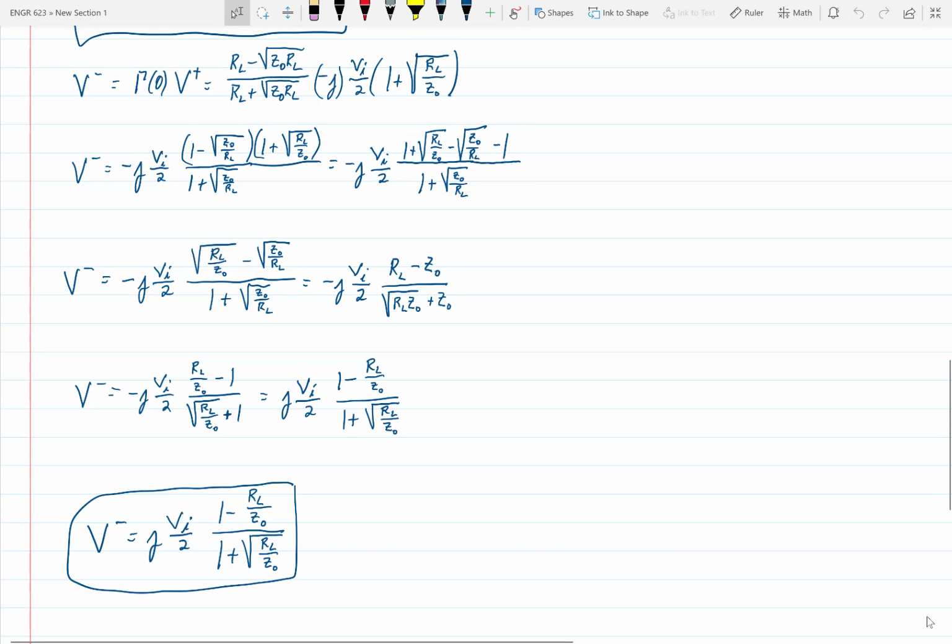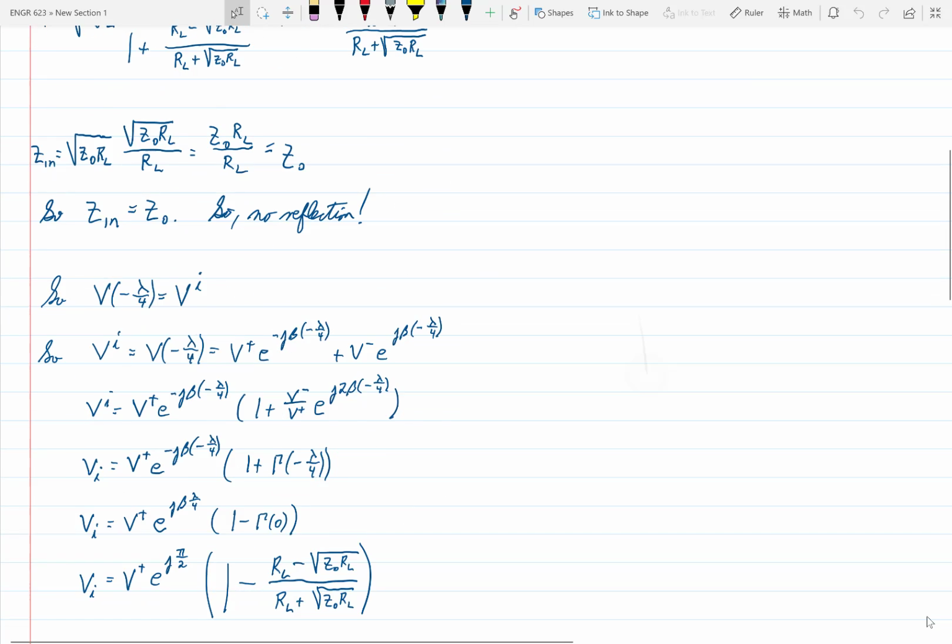This is the video for problem 2.25 of Engineering 623. This problem says the following. Consider the quarter wave matching transformer circuit shown in the accompanying figure. Derive expressions for V plus and V minus, the respective amplitudes of the forward and reverse traveling waves on the quarter wave line section in terms of VI, the incident voltage amplitude.